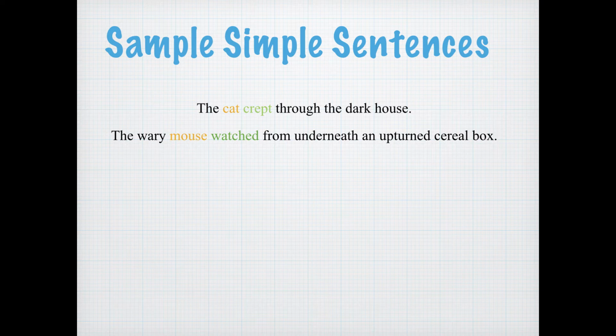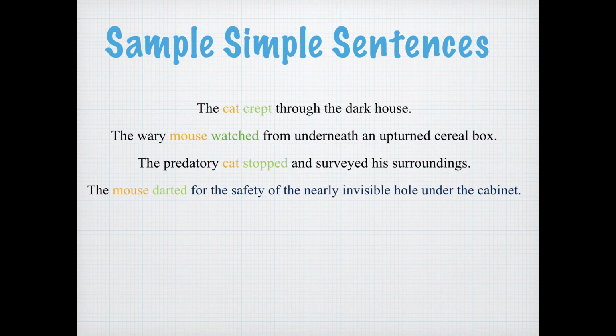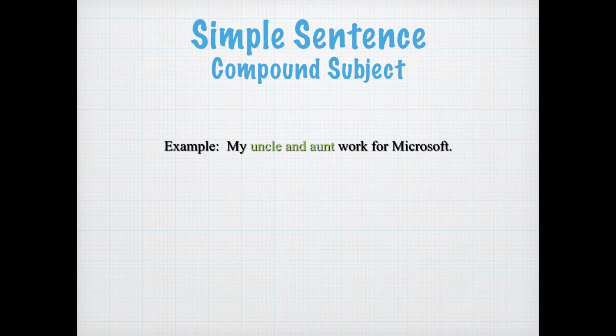The wary mouse watched from underneath an upturned cereal box. Mouse is the subject, watched is the verb. The predatory cat stopped and surveyed his surroundings. So here we have two verbs, stopped and surveyed. One subject, cat. The mouse darted for the safety of the nearly invisible hole under the cabinet. Mouse is the subject, darted is the action.